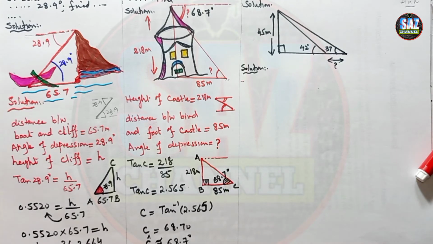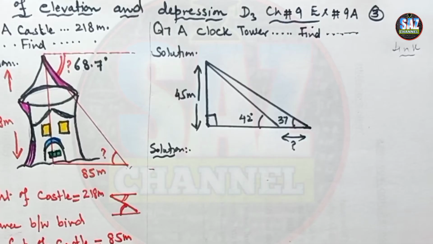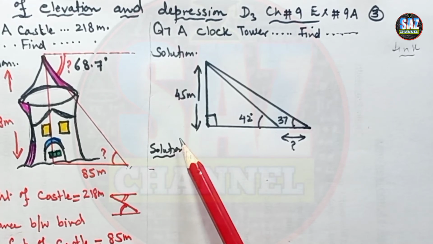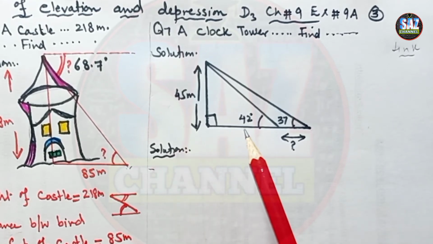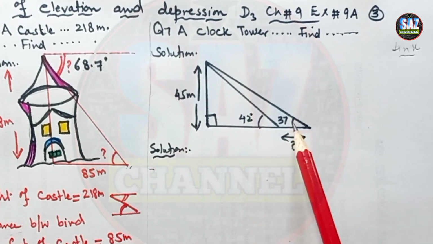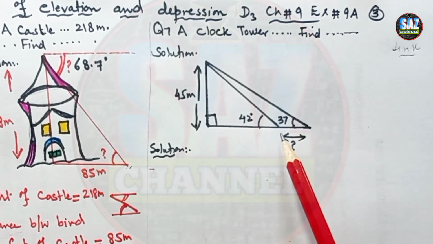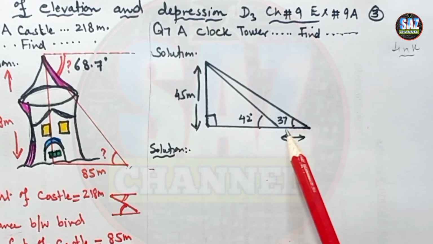The next question says that a clock tower has a height of 45 meters, and the angles of elevation of the top of the clock tower from 2 points on the ground are 42 degrees and 37 degrees respectively. Find the distance between the 2 points. Okay, this distance is unknown.